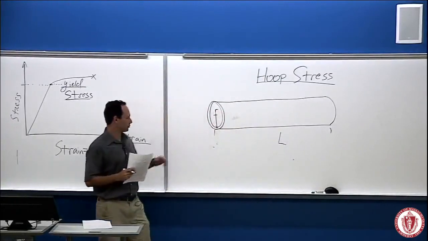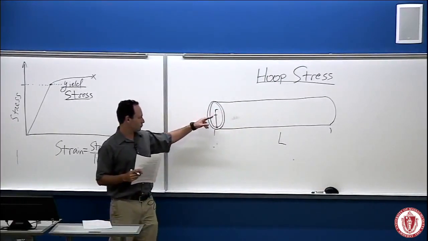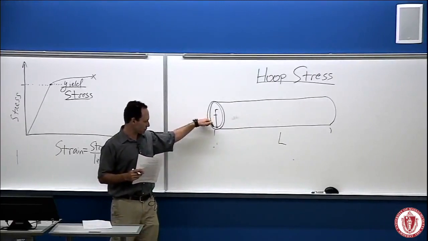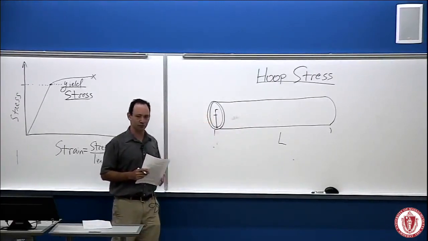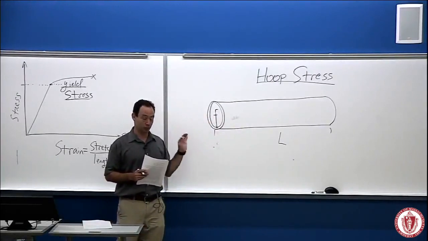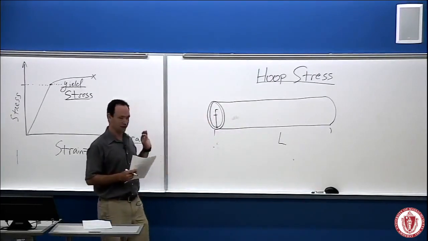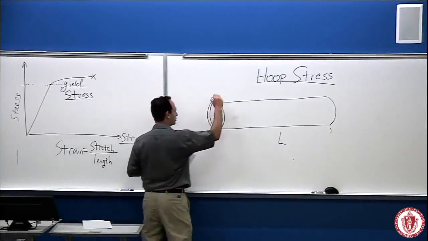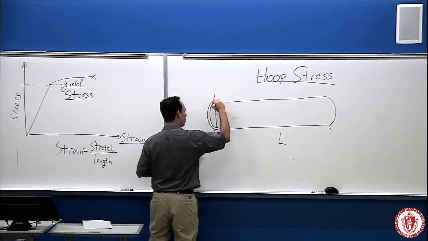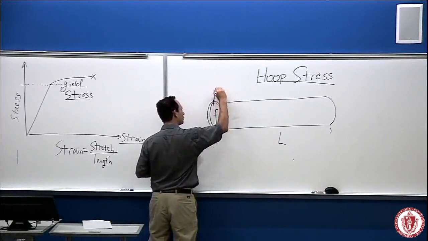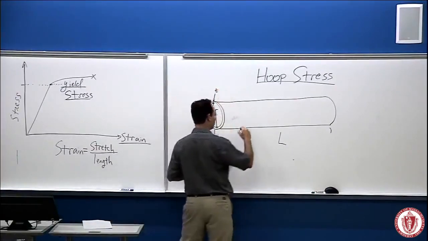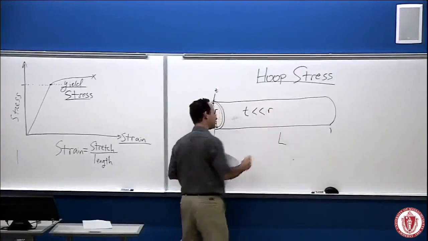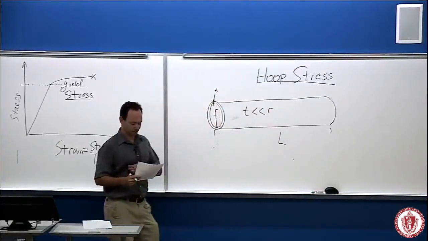And I'm not so concerned with whether we're measuring the radius to the inside of the tubing or to the outside or somewhere halfway in between, because we're going to assume that this is a thin-walled tube. So this thickness of the wall, we're going to assume that that thickness is much, much less than the radius.